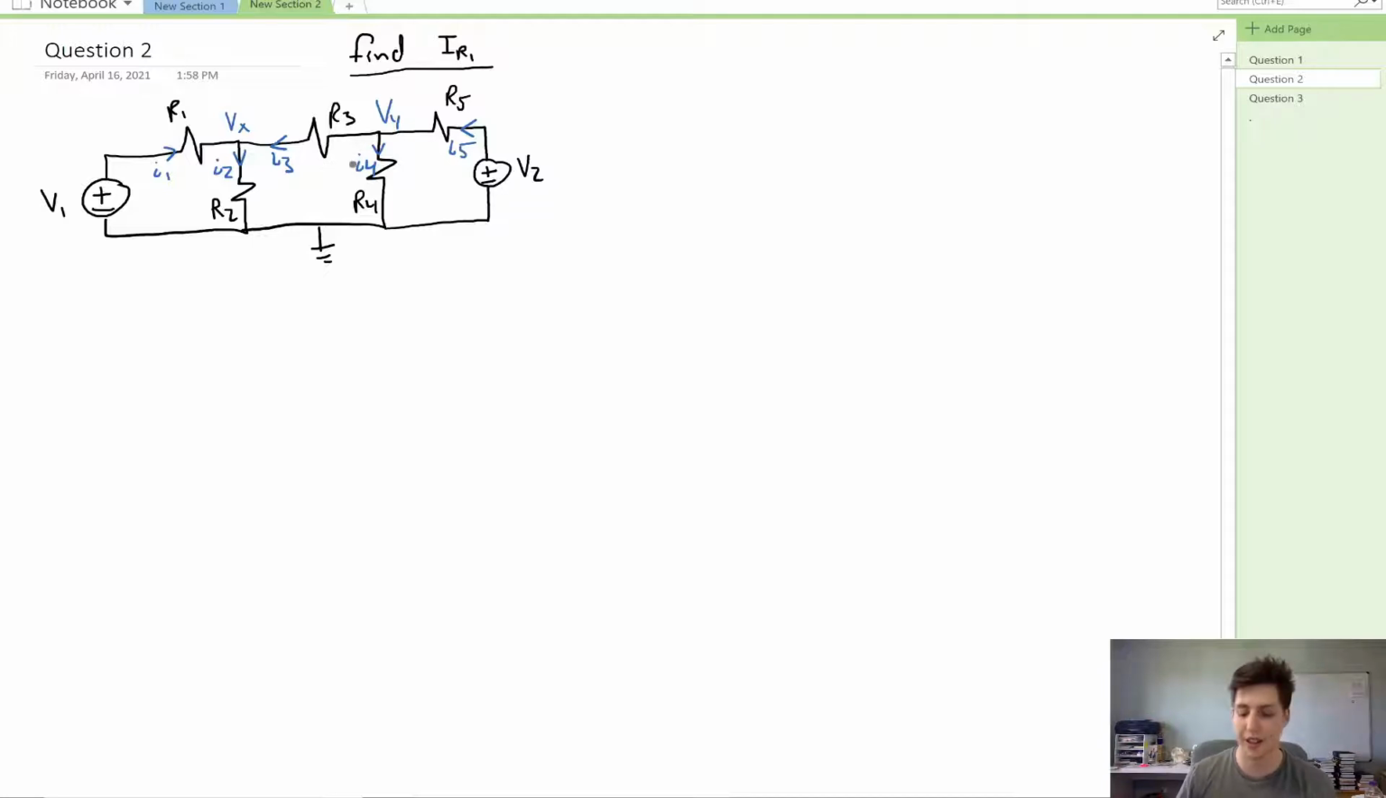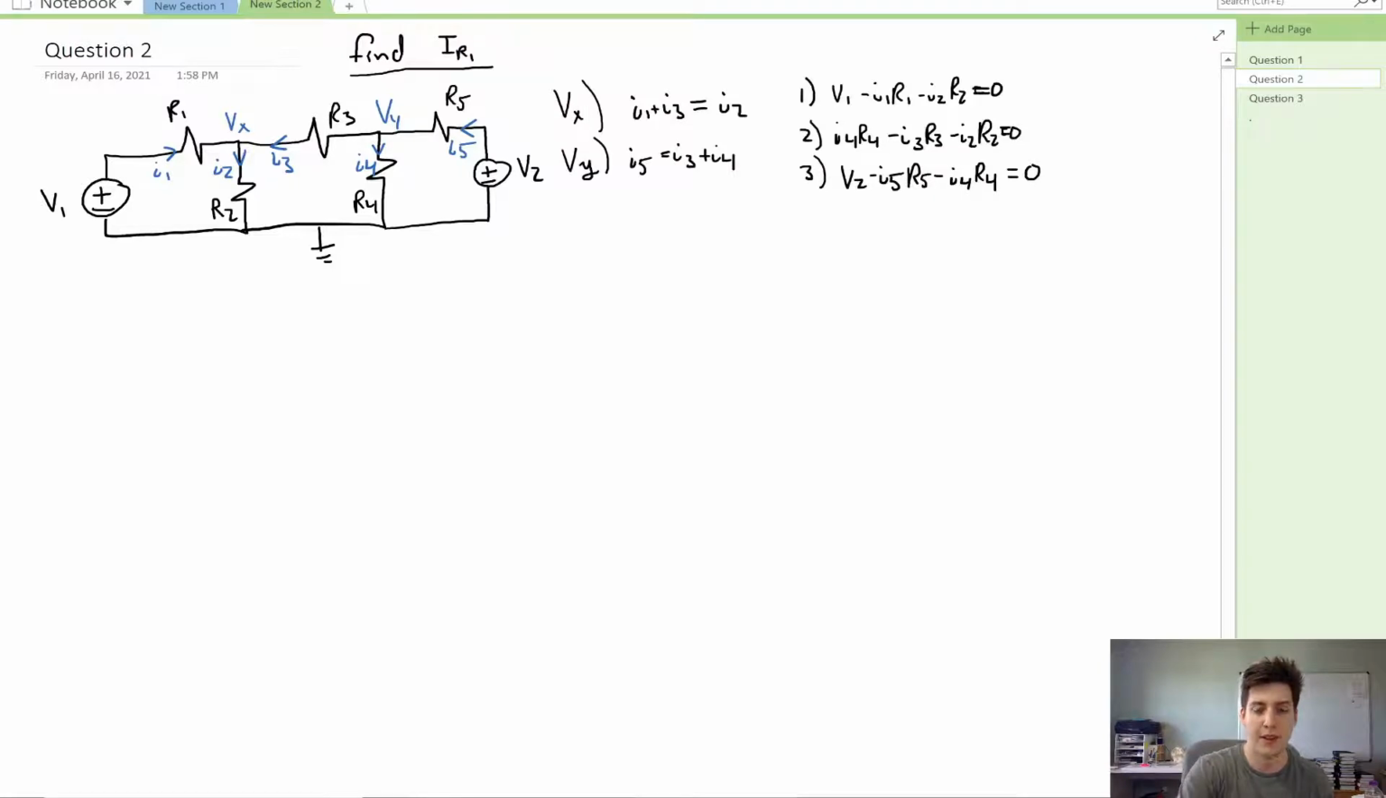And we know that KVL and KCL are self-correcting. So as long as we get the equations correct, we will get the correct answer. So first thing we can do is look at Vx and Vy and use KCL for that. So we can say that I1 and I3 are going into Vx and I2 is coming out. And for Vy, I5 is going in, I3 is coming out, and I4 is coming out.